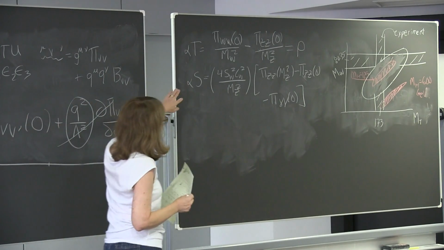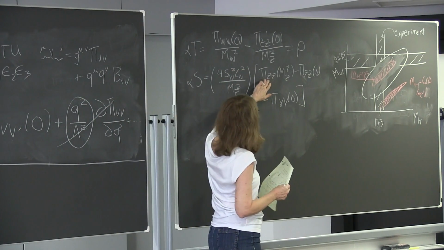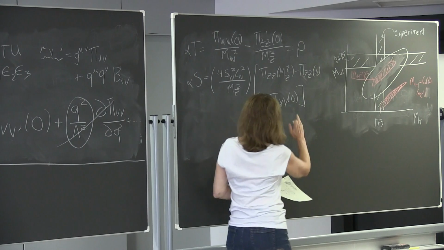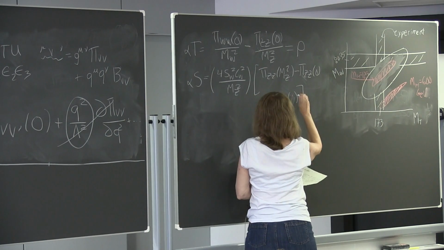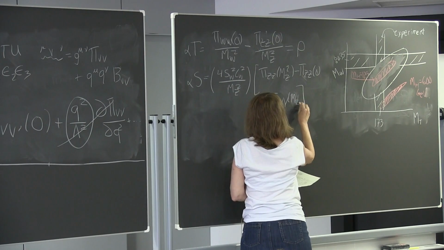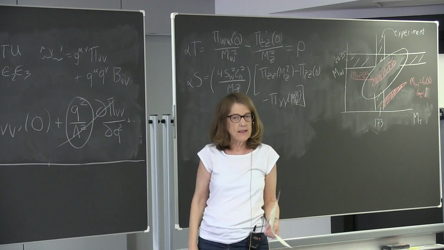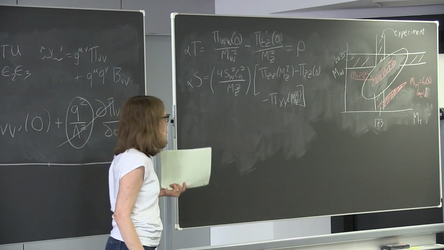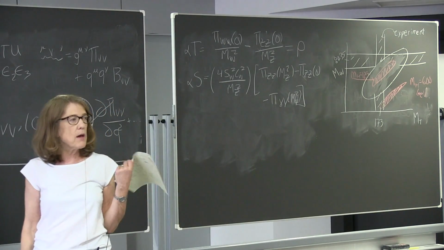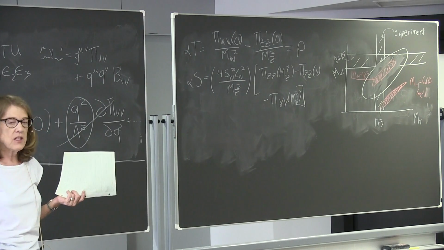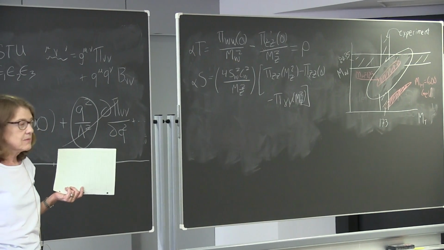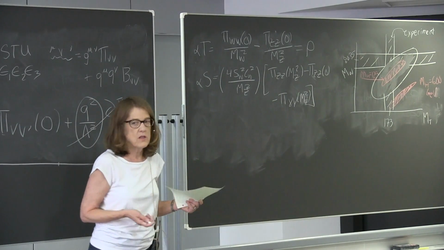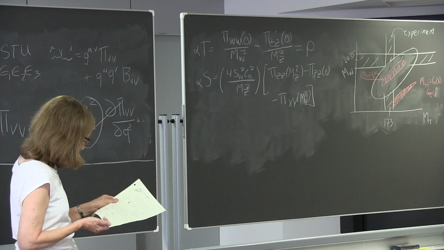Okay, the S parameter is essentially just the scaling of the Z two-point function from MZ to 0, right? Oops, this is MZ squared. Sorry. And then I subtract off the scaling of the gamma gamma two-point function from MZ to 0. So how come I don't have pi gamma gamma at 0 in analogy to pi ZZ? It vanishes by gauge invariance. The photon two-point function at q squared going to 0 vanishes. That's why it's not there.